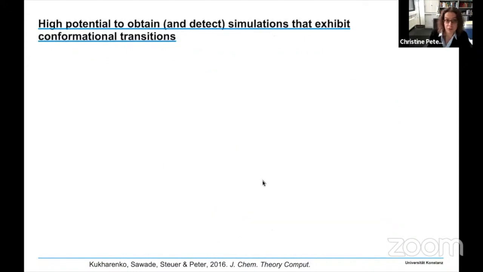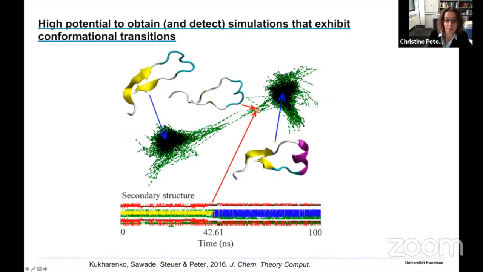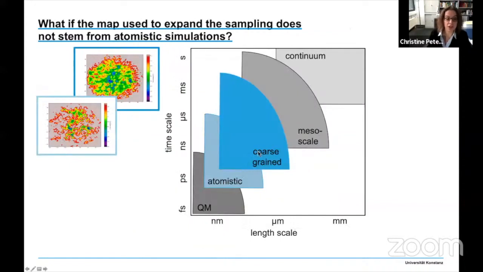And what it is good for also is it has a very high potential to obtain simulations that exhibit conformational transitions. That's because it's designed that way. And to detect also the simulations, because you can utilize your map and you can utilize the transitions between high density regions on that map to basically detect transitions. That means that in principle, such a way of going ahead is very useful to, for example, design initial trajectories for subsequent transition state sampling, transition path sampling, etc. But as I said, this is only my introductory example.